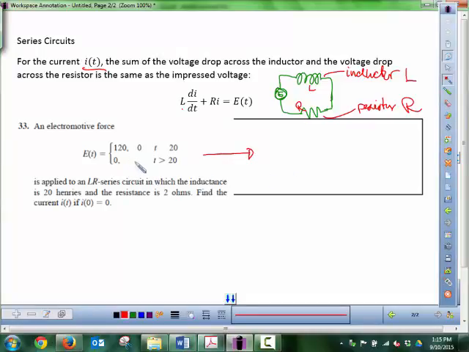So here is your voltage. The electromotive force is applied to the LR circuit with an inductance of 20 henries. So the inductor L takes in that value, and a resistance of 2 ohms. And I think for these problems, these are the units that they use. And they want you to find the current if the current at 0 is equal to 0.